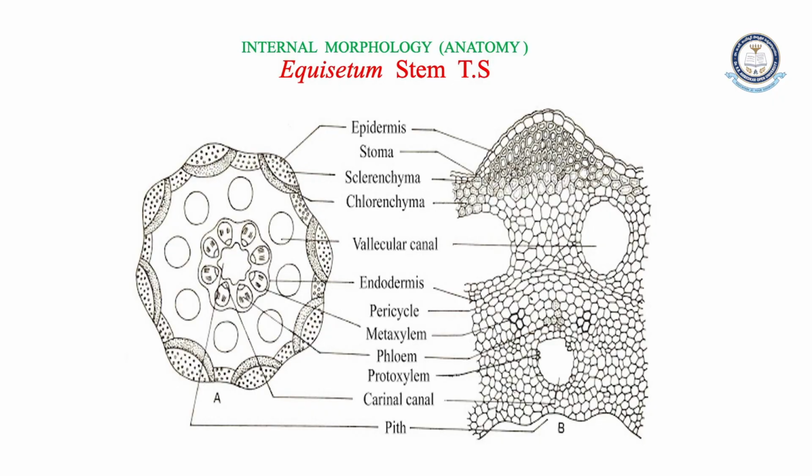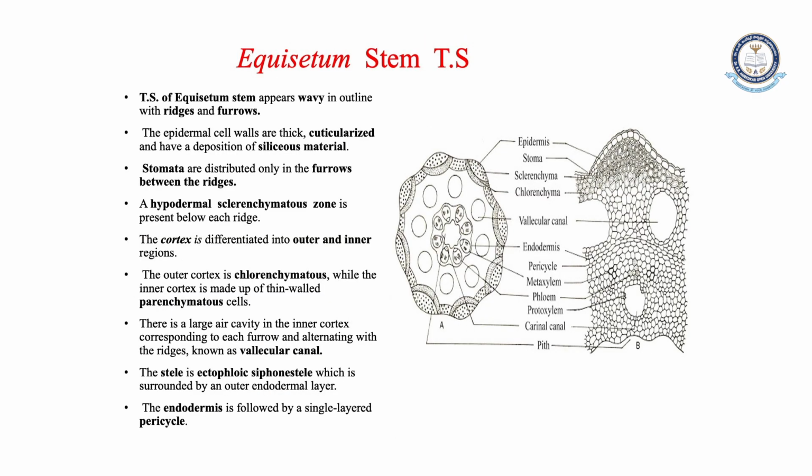Coming to the internal structure, we will see the stem first. This is the stem TS, roughly wavy in outline, containing ridges and furrows. Here these are the ridges and furrows. The epidermal cells are thick and cuticularized, with a silica layer present in the epidermis, and stomata are found here and there in the furrows.